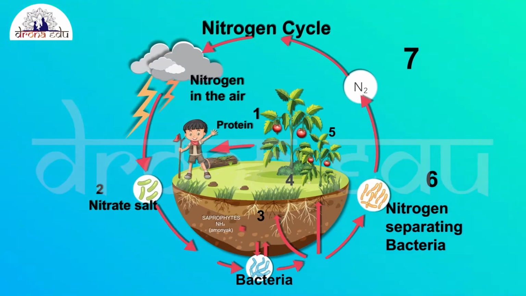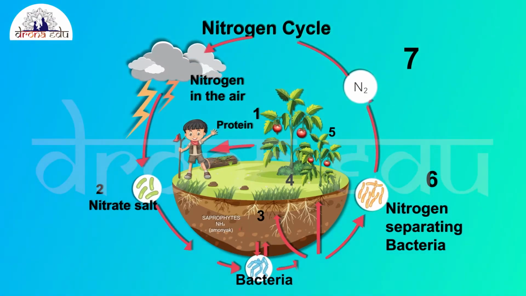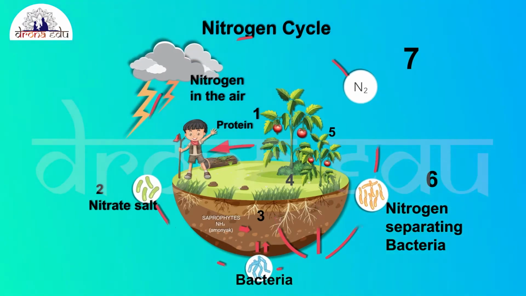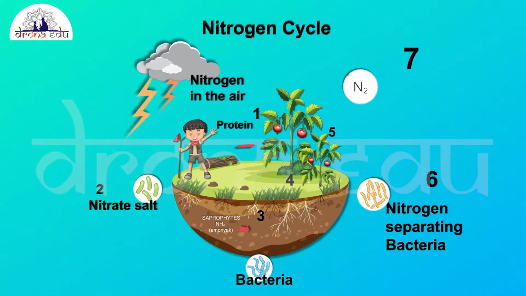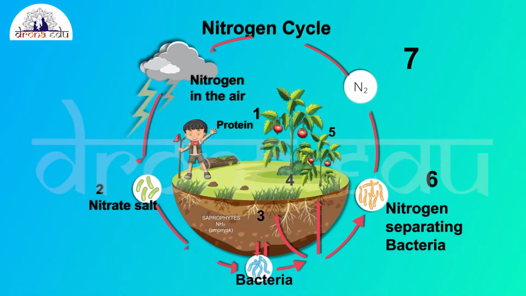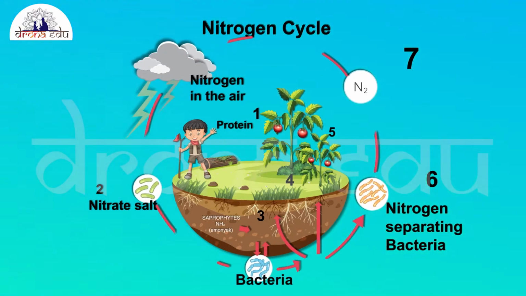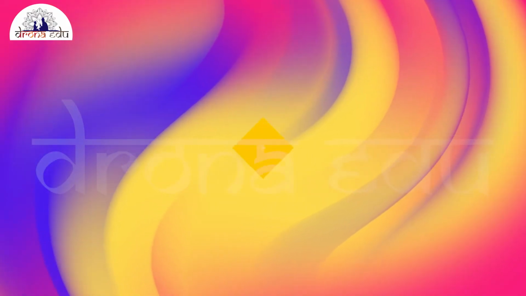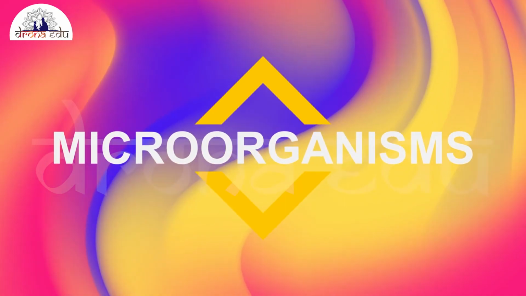See, certain other bacteria convert some part of them into nitrogen gas, which goes back into the atmosphere. So as a result, the percentage of nitrogen in the atmosphere remains more or less constant. This is about the nitrogen cycle. And this is about the chapter Microorganisms.